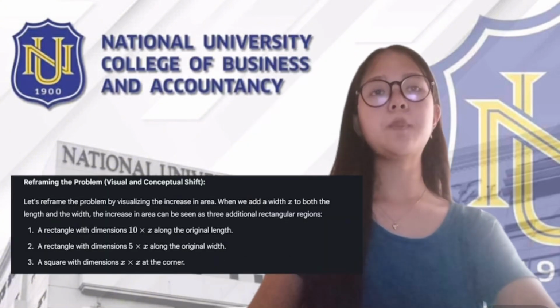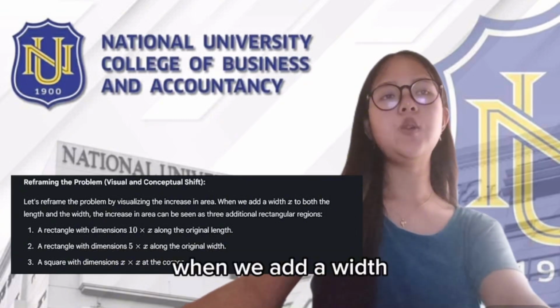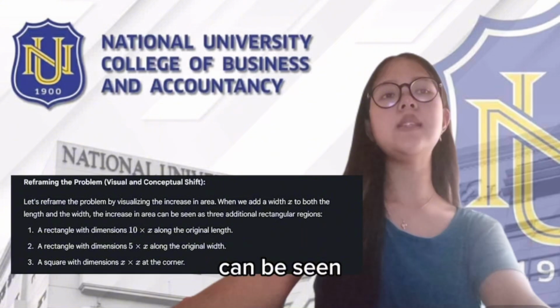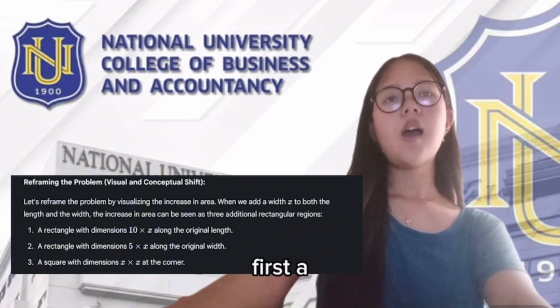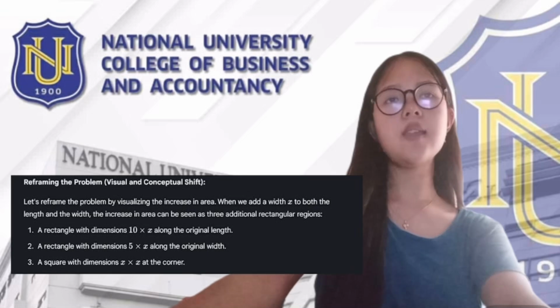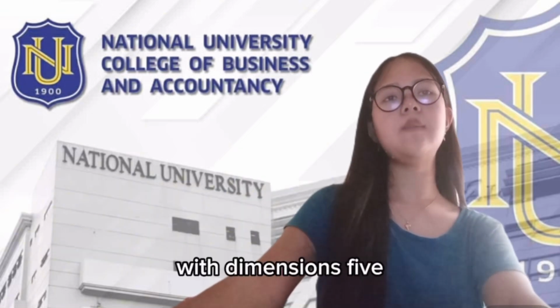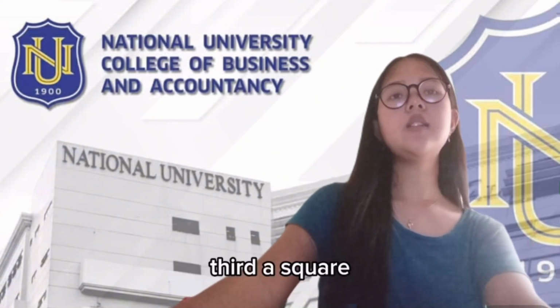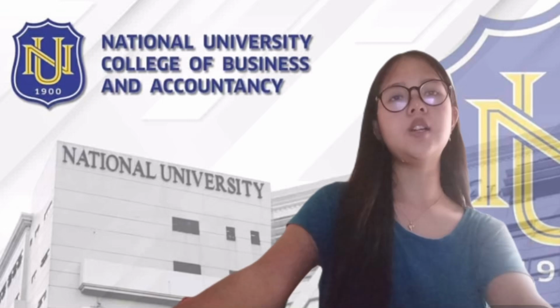Let's reframe the problem by visualizing the increase in area. When we add a width x to both the length and the width, the increase in area can be seen as three additional rectangular regions. First, a rectangle with dimensions 10 times x along the original length. Second, a rectangle with dimensions 5 times x along the original width. Third, a square with dimensions x times x at the corner.